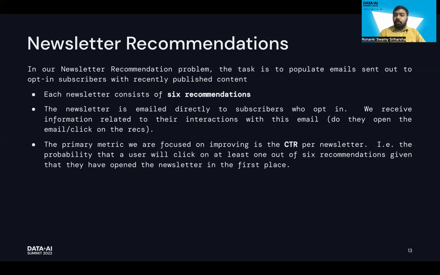Did they open the email, or how many articles did they click from the email, and so on. Our primary metric is the CTR. That is the probability that a user will click on at least 1 out of 6 recommendations given that they have opened the newsletter in the first place. So we only calculate this CTR for the opened newsletters, not for all the sent newsletters, only for the opened newsletters.